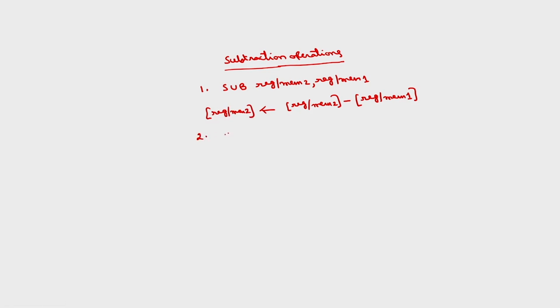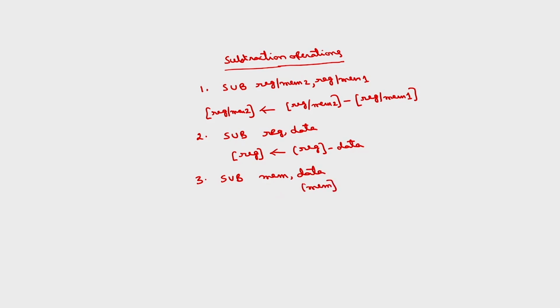Similarly, we can have SUB. I am not giving examples because they are similar to the addition instructions. We can have register comma data. Simply, the data specified in the instruction will be subtracted from the register and the result is stored in the register. You can have SUB memory comma data. There also, the contents of the memory location specified by the given addressing mode will be subtracted by the data and the result is stored in memory.